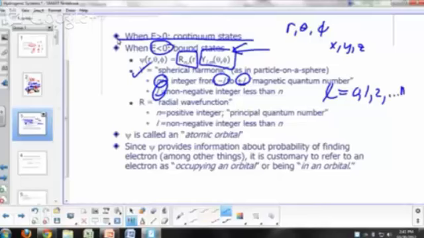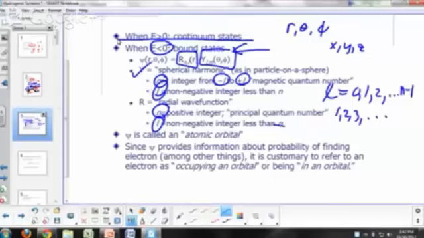L cannot exceed n. So the maximum value for L is n. And we have a third quantum number, which is n. N is a number that's restricted to positive values. So that means what? Positive integers. 1, 2, 3, 4, and so on. Those are the allowed values of n. And like I said, L must be less than n.